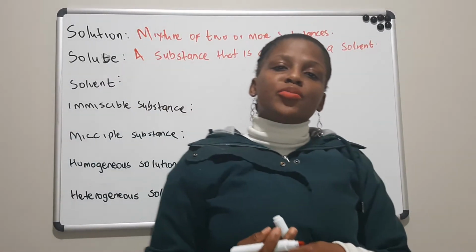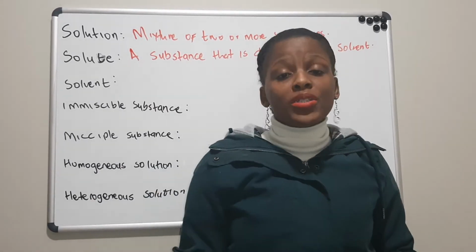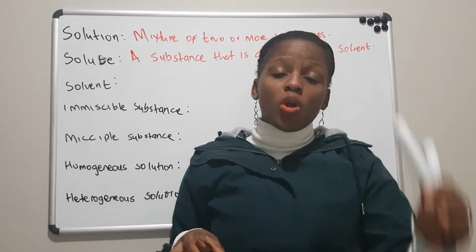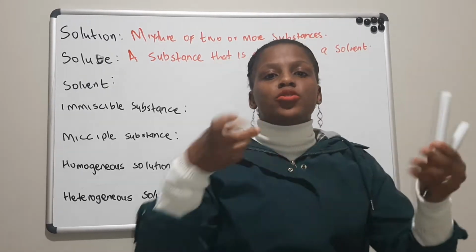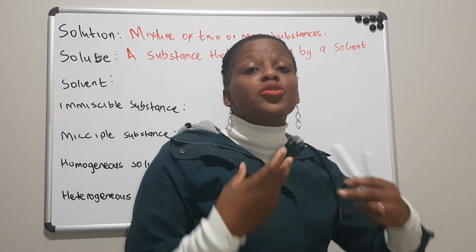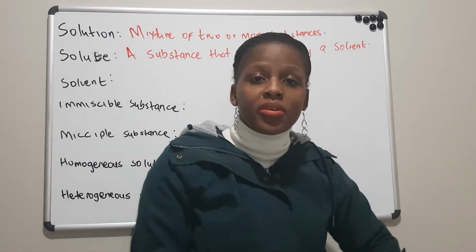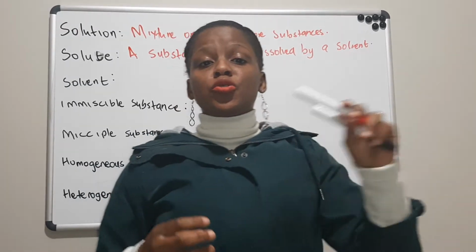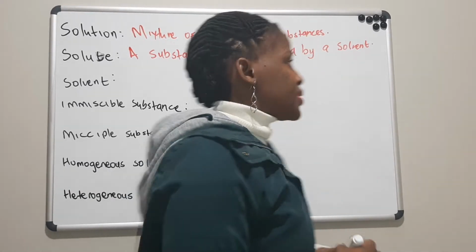Thinking about it, to be able to get an example, if you can think about salt and water, so when you mix salt into water, then that salt will become a solute, because that salt is what will be dissolved by the water, which takes us to the definition of a solvent. So a solvent is a substance that will dissolve a solute. So in our example of salt and water, it means salt will be the solute and water will be the solvent.